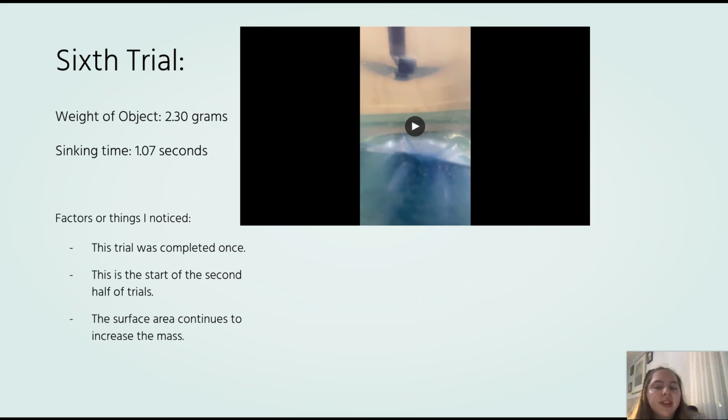Okay, the weight of this object is 2.3 grams. The sinking time is 1.07 seconds. So this trial is completed once, and this is officially the start of the second half of the trials. The surface area continues to increase the mass, but now the sinking time, it's not really differing from the other ones. This seems to continue the trend of the negative slope.